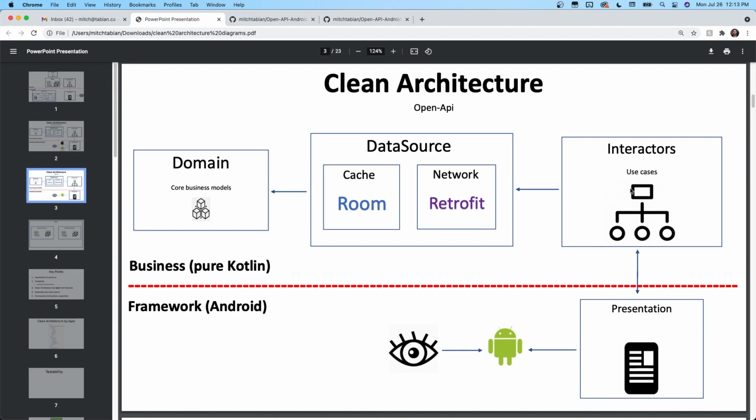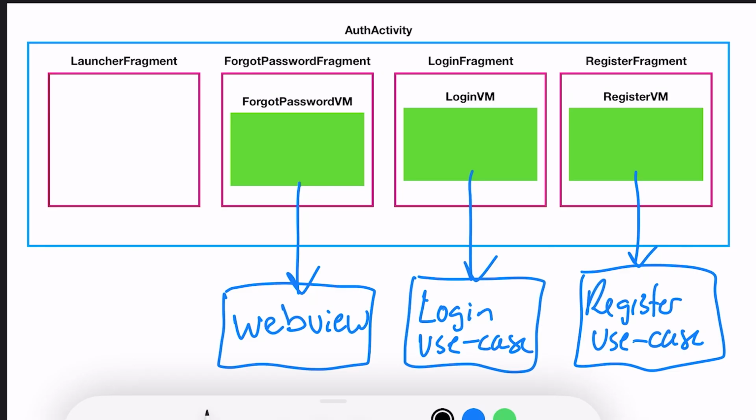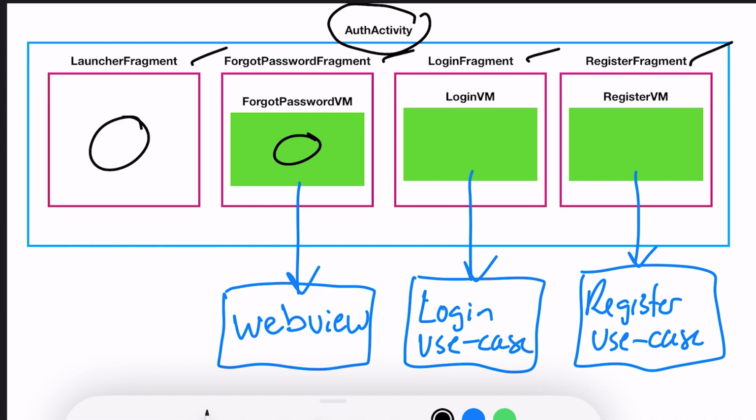Now, if you don't know what use cases are, I should probably explain that a little better for you. Okay, so here I have the auth level architecture of the app. We have AuthActivity here at the top, and inside AuthActivity is LauncherFragment, ForgotPasswordFragment, LoginFragment, and RegisterFragment. This is the same structure as we had before the refactor, so nothing should be surprising here. LauncherFragment has no view model. ForgotPasswordFragment has ForgotPasswordViewModel. That's this right here. LoginFragment has LoginViewModel, and RegisterFragment has RegisterViewModel.